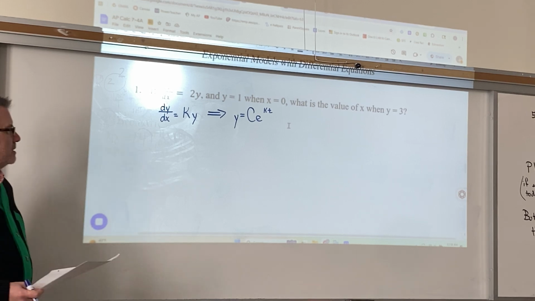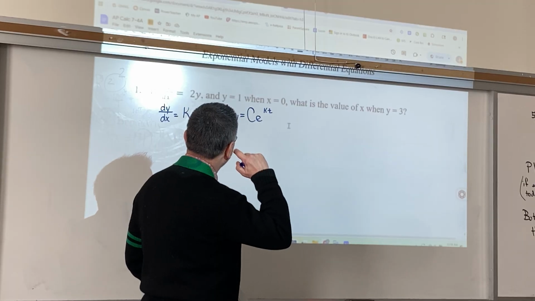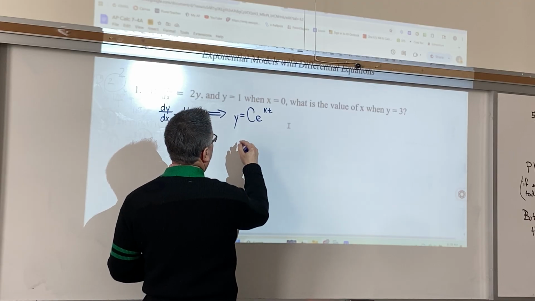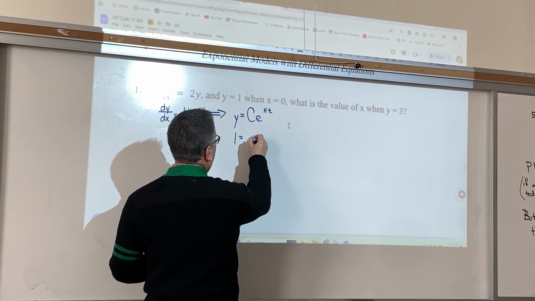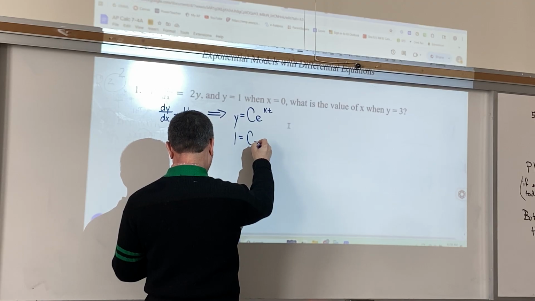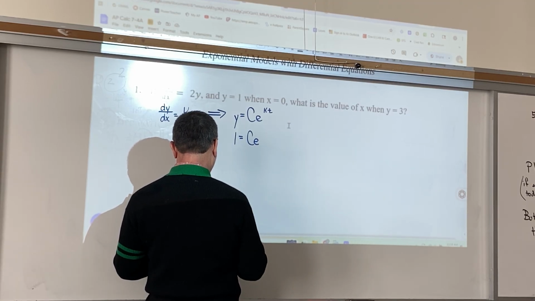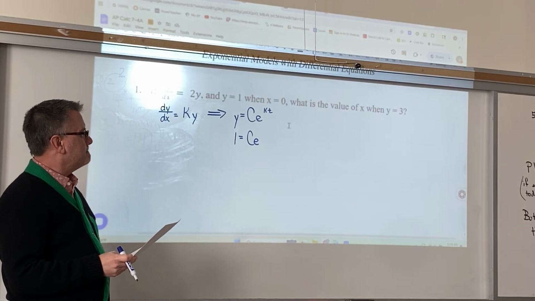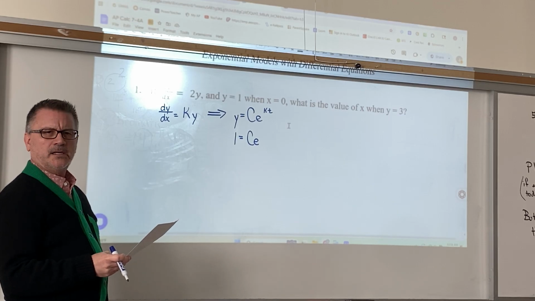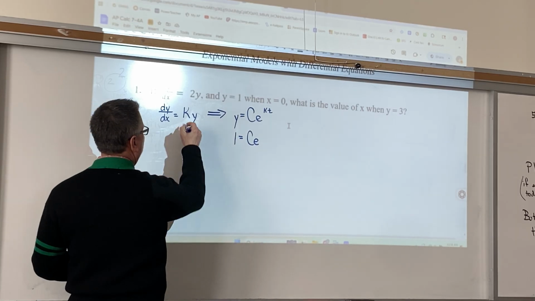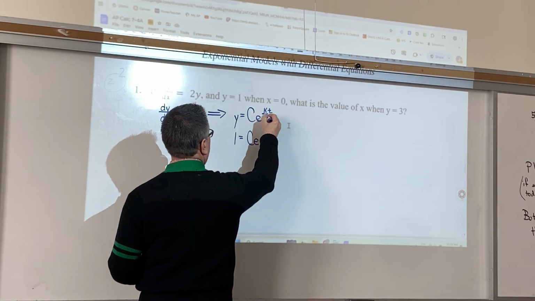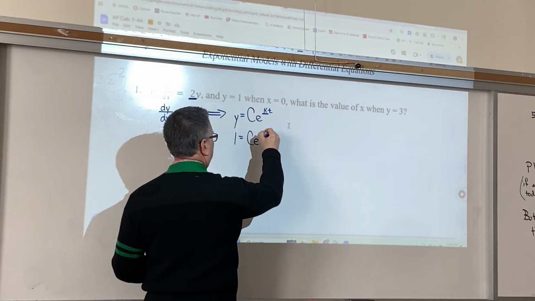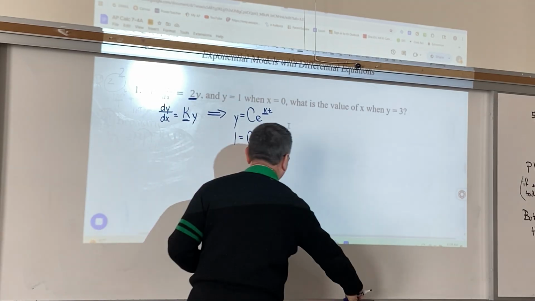Equals 1 when x equals 0. Yeah, so I'm going to prove to you, I bet that's going to be 1. So let's see, when y is 1, what is K? 2. Yeah, look, we got K. There's K. 2t. Well, now we know t is 0.